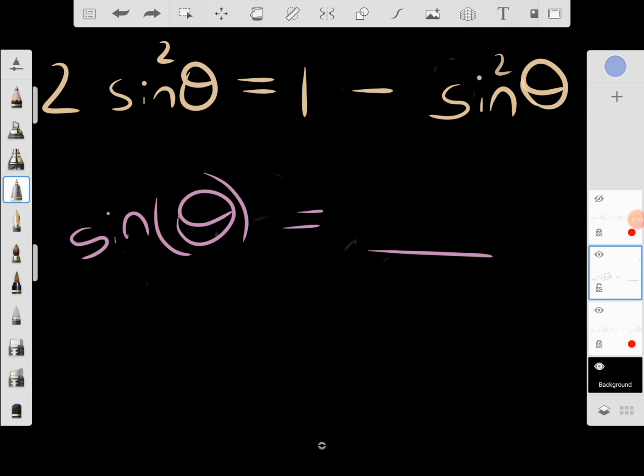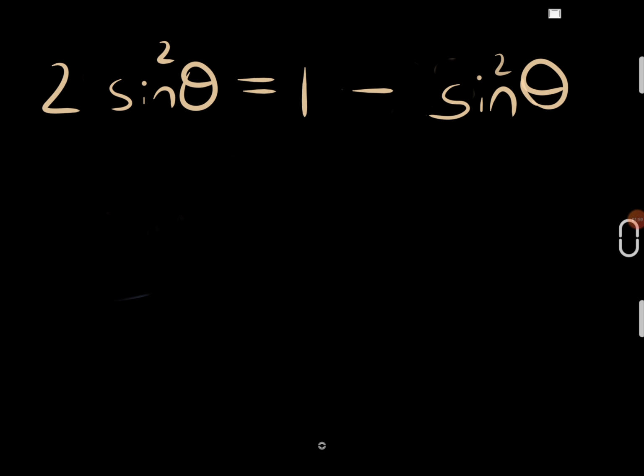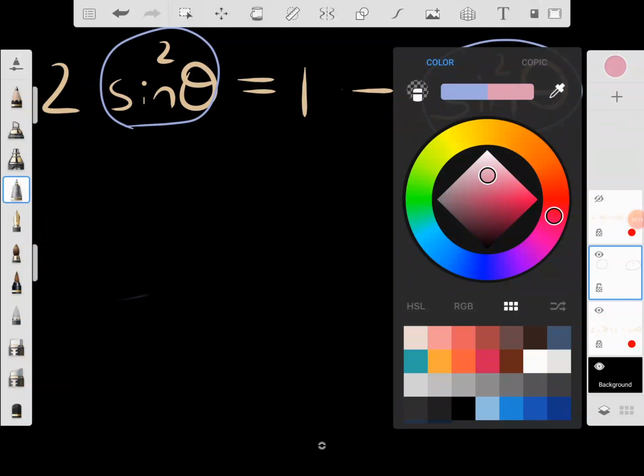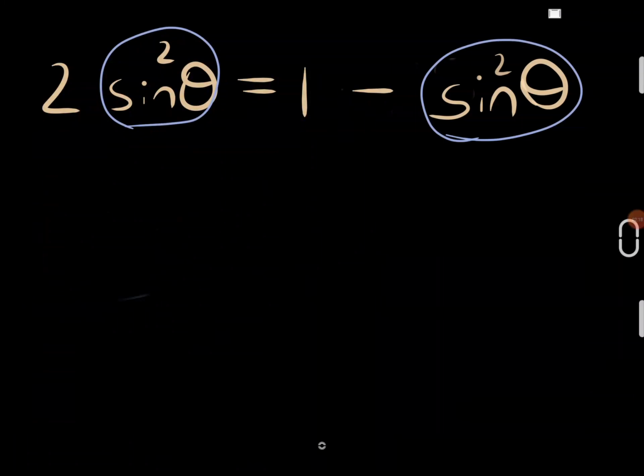So let me just rub that off. Then 2 sine theta is equal to 1 minus sine square theta. So this full thing is a variable, this is also a variable, right? Sine theta is a variable, means sine square theta is of course a variable. Then what we do is bring the variables to one side as we usually do.